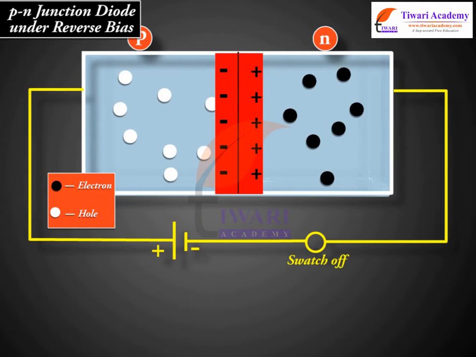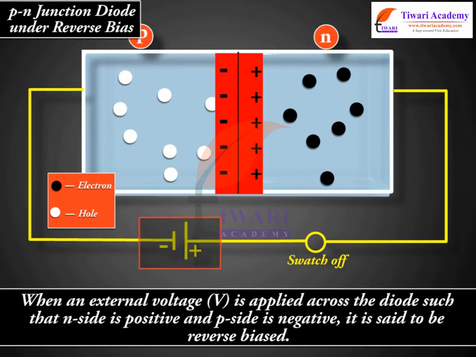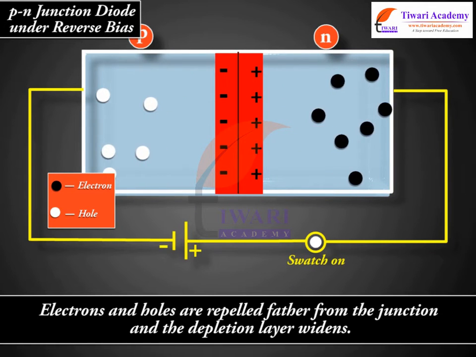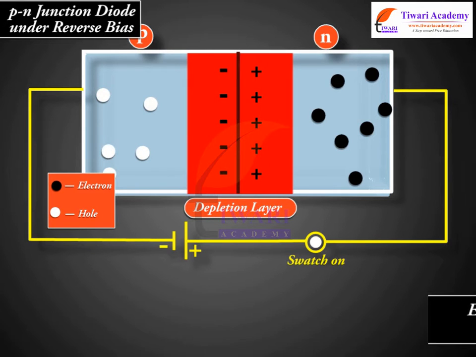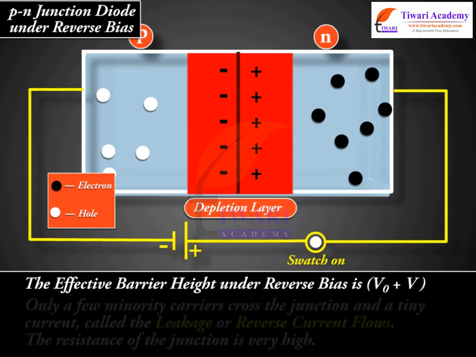p-n junction diode under reverse bias. When an external voltage V is applied across the diode such that the N side is positive and the P side is negative, it is said to be reverse biased. Electrons and holes are repelled farther from the junction and the depletion layer widens. The effective barrier height under reverse bias is V0 plus V.